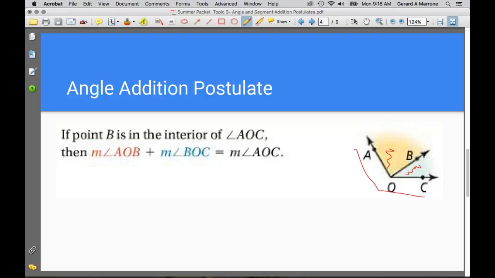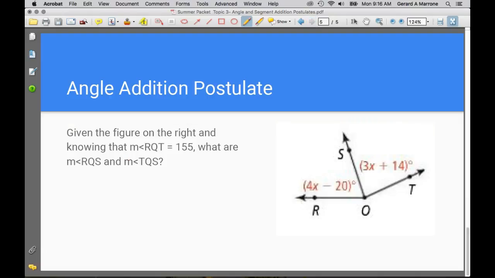It's the same process. So if we took a look at an example of that, we've got the figure on the right, and they tell us that angle RQT, that should be a Q, but we lost our little mark there, RQT is 155 degrees. And once again, note that they want us to find the actual angle measures. Okay, so that's key to note down. So we're going to start out by combining our like terms. So we've got 4x minus 20 plus 3x plus 14 equals that 155 degrees they mentioned up above. And combining like terms, we have 7x minus 6 equals 155.